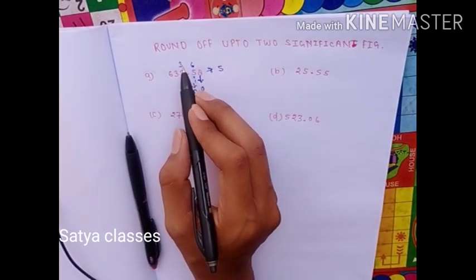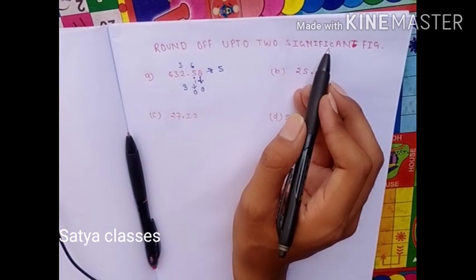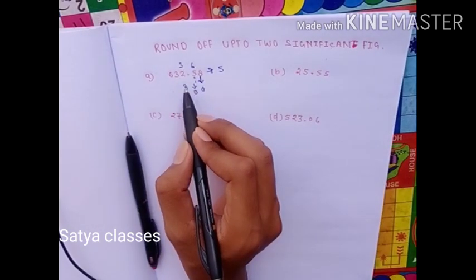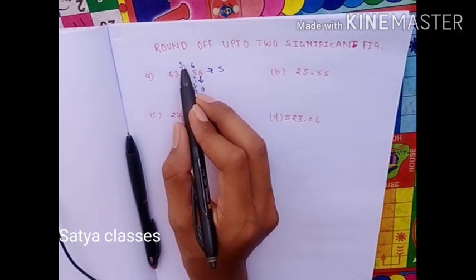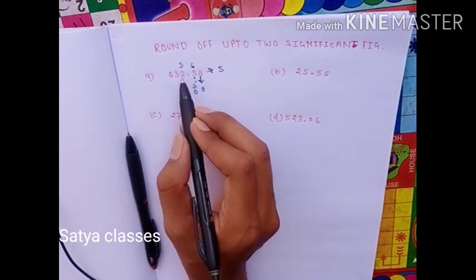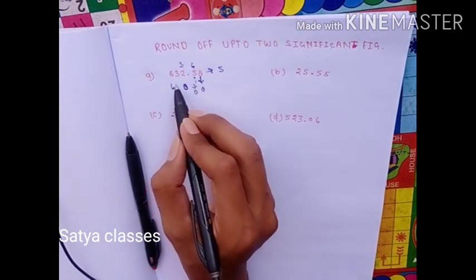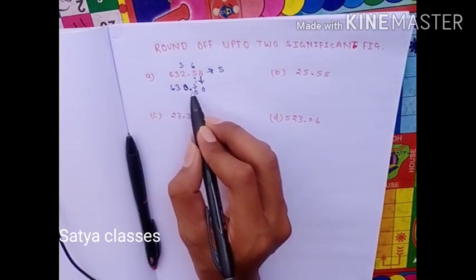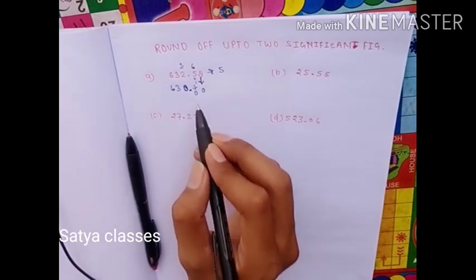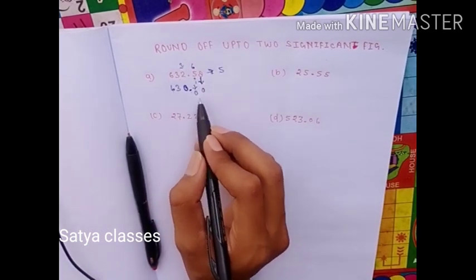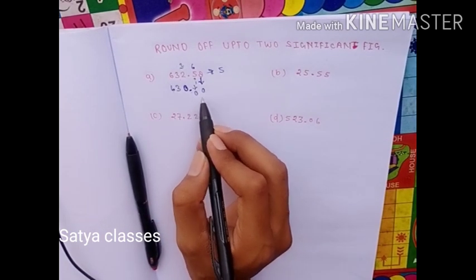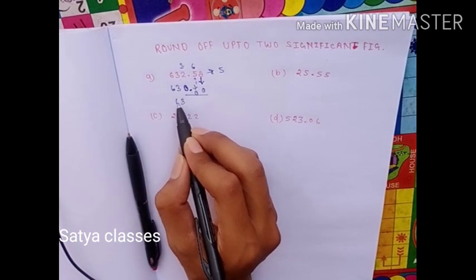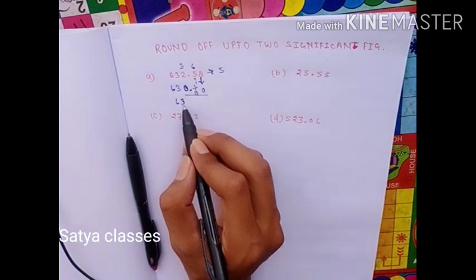Now you have to drop 3 also, because only 2 significant figures are required. You drop 3 also. Since 3 is less than 5, there will be no increment. Now look, in the place of the point, this is the value 630.00, and remove all these things, so you will have the answer 63.